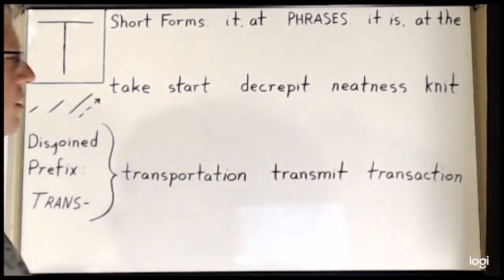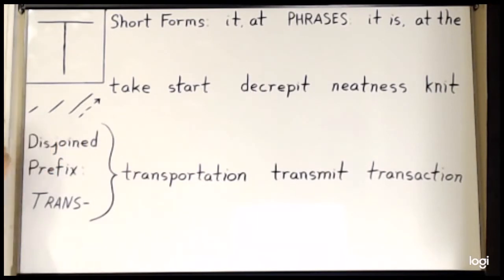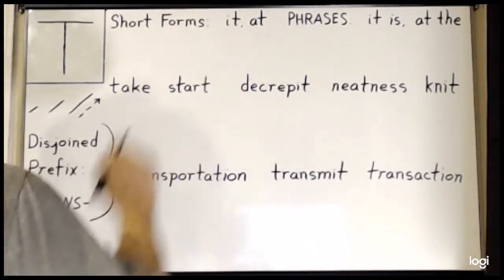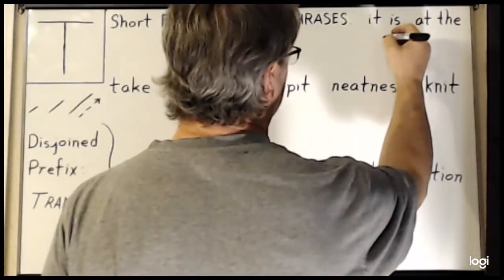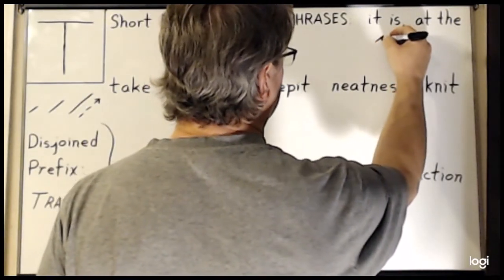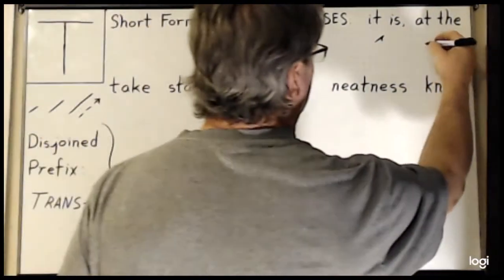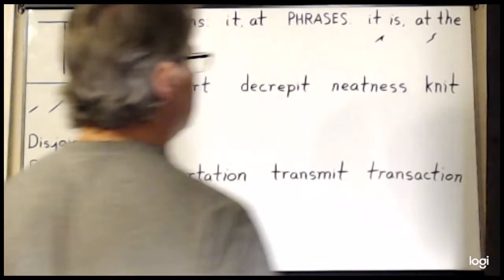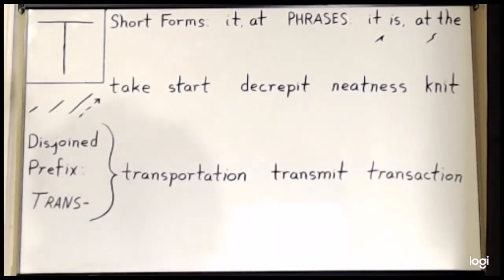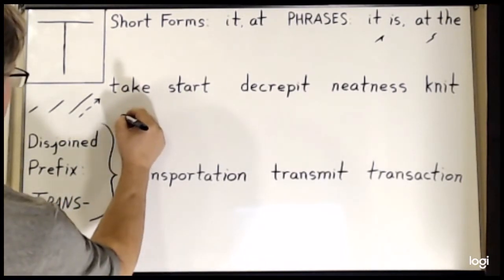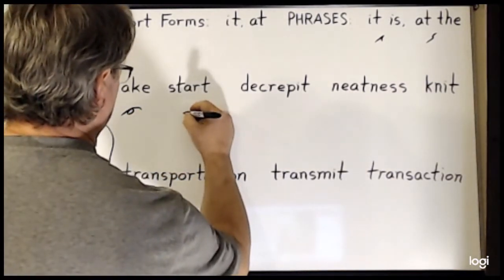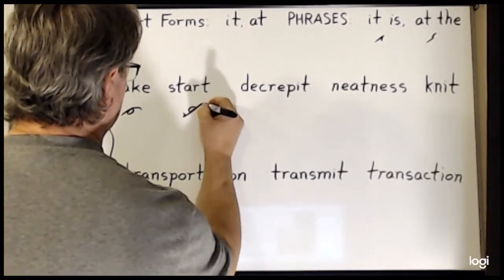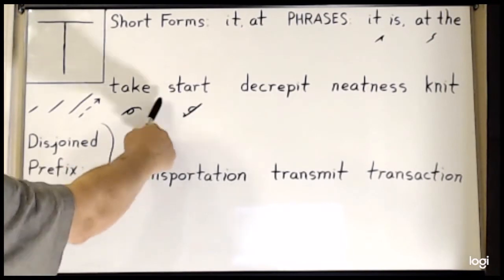Next is the letter T, which is the small stroke in this 3-stroke series. It stands for the short forms it and at, either by themselves or in phrases like it is and at the. So for it is, we would just write the T and the S. For at the, we'll write the T and the TH stroke. And T in words start with take, which is T-A-K. For start, it is S-T, reverse A-T. The reverse A is to represent the AR sound in start.